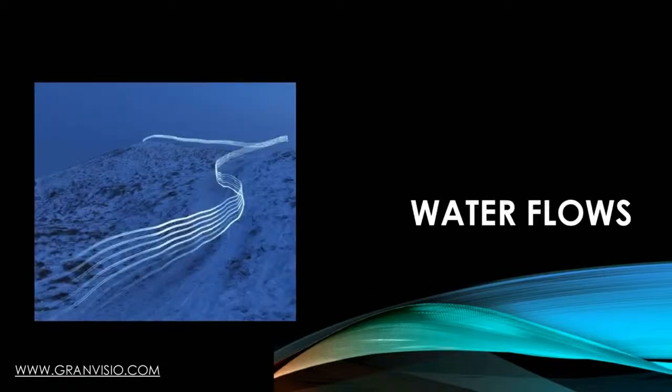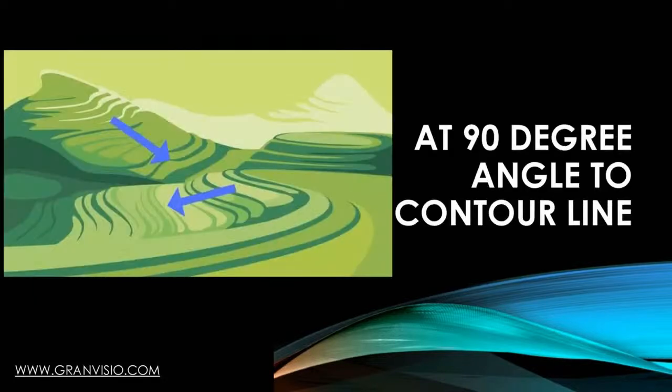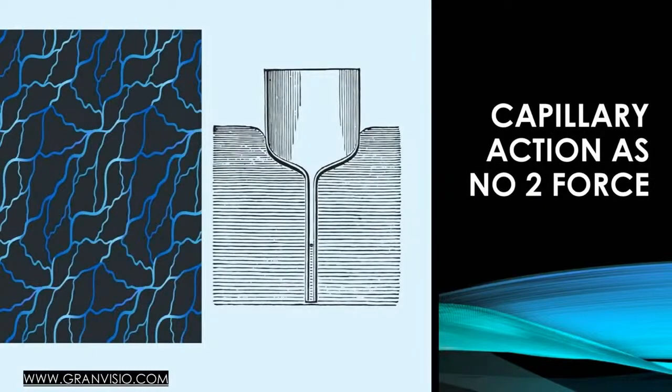So picture a surface that lets water soak in evenly. The water will flow straight down, perpendicular to the shape of the land, meaning at a 90-degree angle to the contour line. But gravity is not the only force at play. Once water soaks into the soil, it also moves considering how porous the soil is, and also because of capillary action, which is a phenomenon in which liquid spontaneously rises or falls in a narrow space.